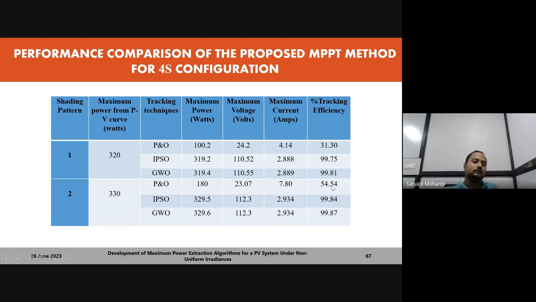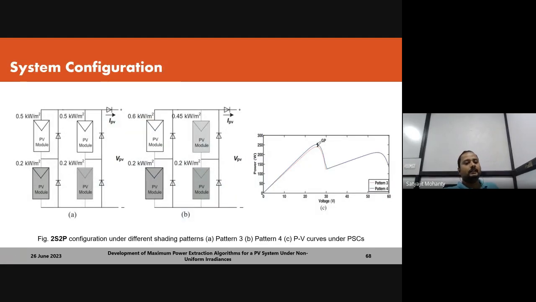And the conventional water band object fully fails. So it gets confused and oscillates over the local peak. So 54.54 is the local peak for pattern 2 and 31.30 is the local peak for pattern 1.